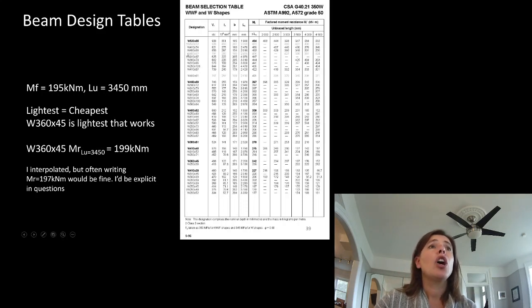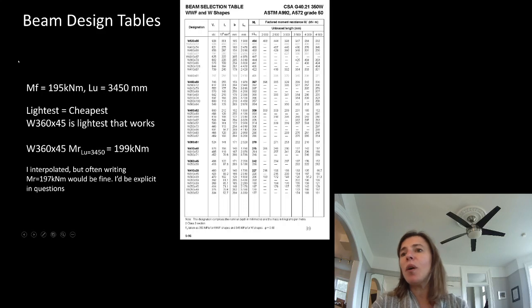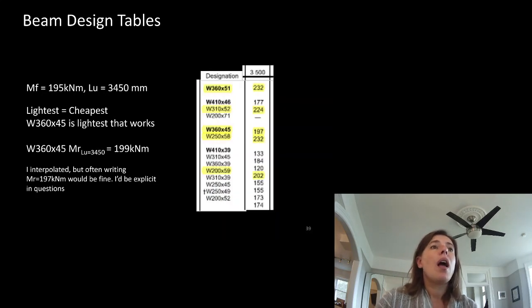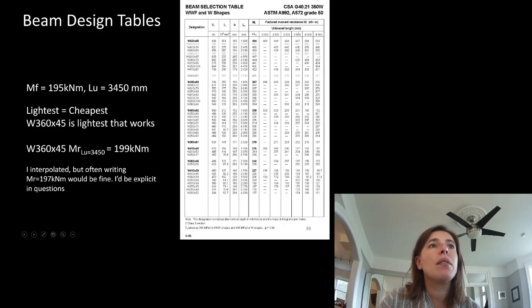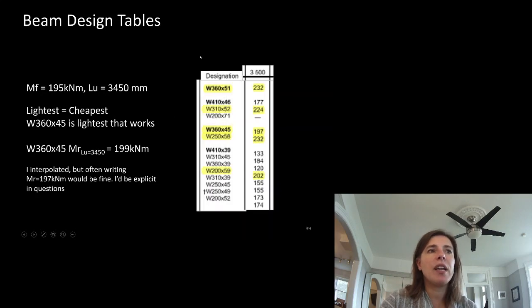So we can go to our beam selection tables, and we can look up, I probably should have had this on animations, because what I just wanted you to see at first was the MF and LU. We know we want to find the lightest and cheapest. So if we look at our table and we look at somewhere around 3.5 meters long, so this was me just zeroing in on this portion of the table and looking at a section here.